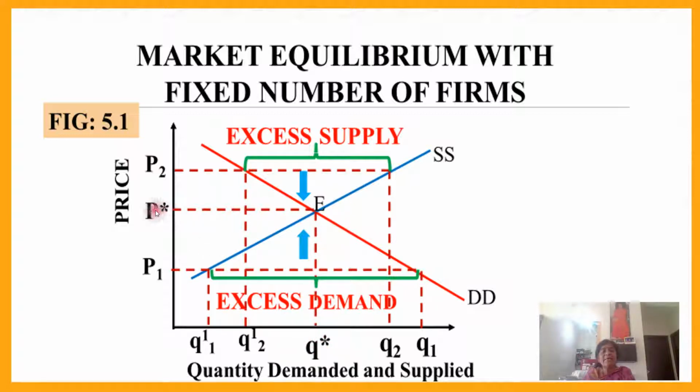Here, the price less than the equilibrium price P star is called P1. At P1, if you extend this P1 line, it first cuts the supply curve SS at this point. If you extend that intersection point down to the x-axis, you get the quantity supplied, denoted by Q1 dash. If you extend the line further, it intersects the demand curve at this point, given by Q1. Q1 denotes the quantity demanded at price P1.